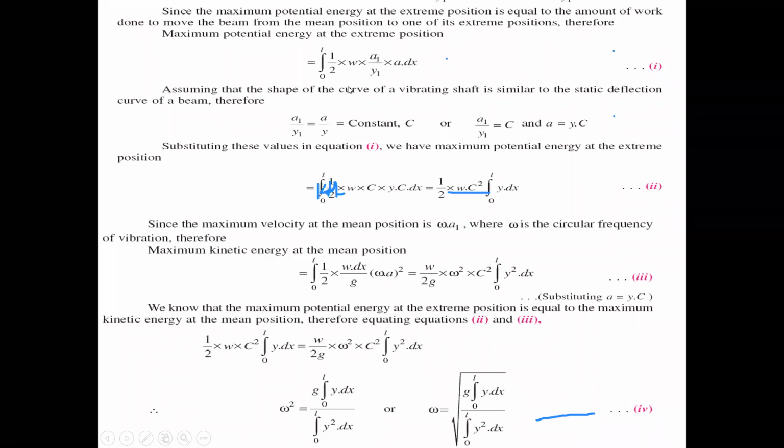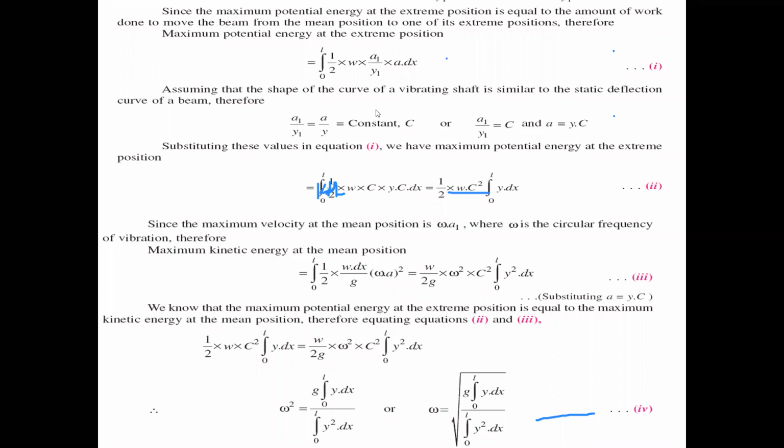And now the value that was attained earlier, 1 by 2 into W into A1 by Y1 into A into dx. So both are equal. Maximum potential energy at the extreme position is equal to the amount of work done. And that amount of work done is 1 by 2 into W into A1 by Y1 into A dx. That has been written here. Now that equation is considered as equation number 1.